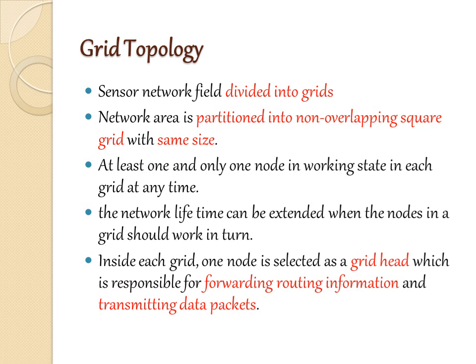Now, next type of topology is grid topology. Here the sensor network field is divided into grids. The network area is partitioned into non-overlapping square grids of the same size. At least one and only one node is in working state in each grid at any time. The network lifetime can be extended when the nodes in a grid work in turn. Inside each grid, one node is selected as a grid head which is responsible for forwarding routing information and transmitting data packets.